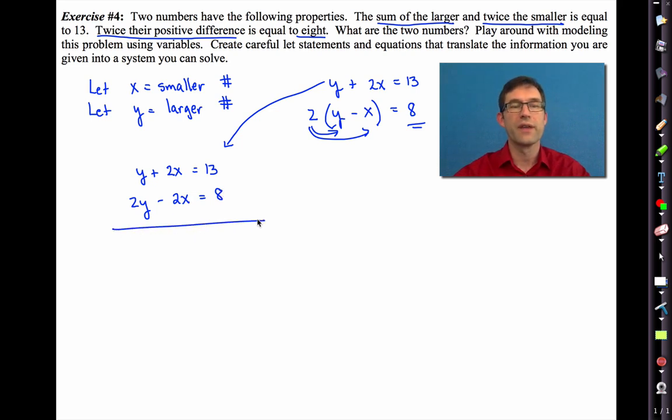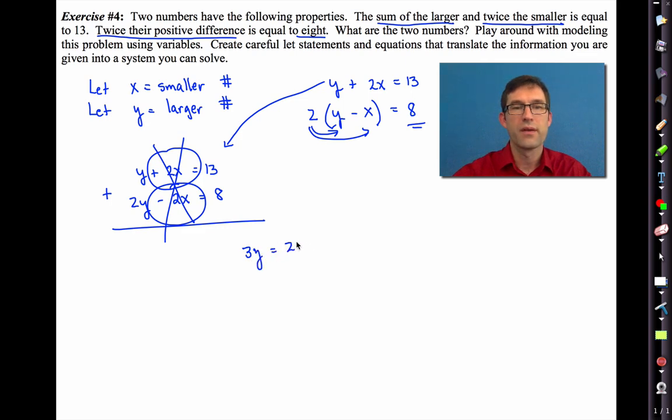Now, the beautiful thing is we can solve it by elimination very easily because these two are opposite. And in fact, when we add them together, they cancel, and we get 3y is equal to 21. But now that's simple enough to solve. Divide both sides by 3, and y equals 7. So that is our larger number.